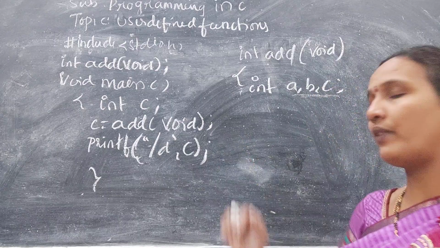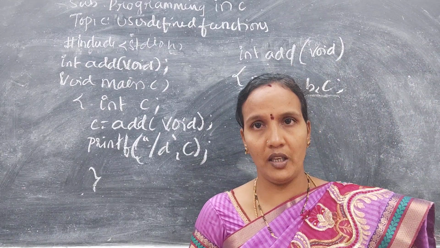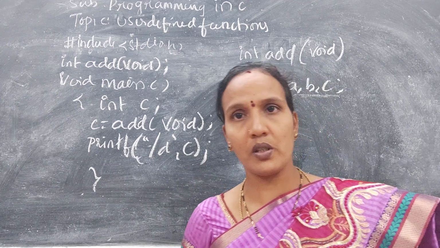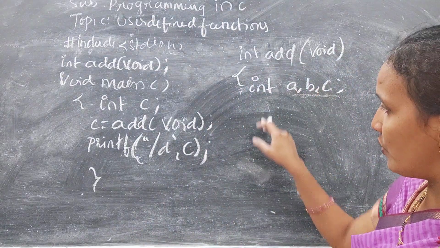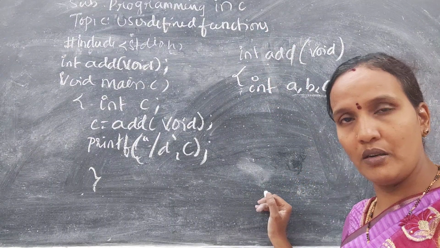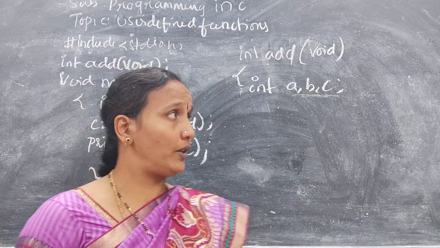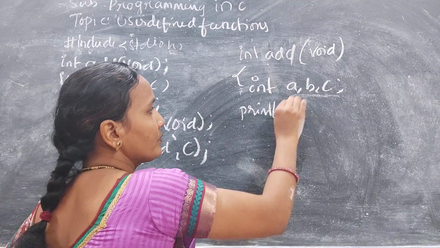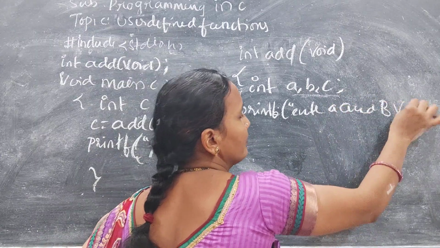Whatever variables you have declared inside the user defined function, that variable's scope is within that function. Outside that function, if you want to use the variable, it is not possible. Here I have given a, b, c. These variables you are supposed to use only in this function. If you want to use them before or after the function, it is not possible because the scope is within the function only. Now, here I am giving printf, enter a and b values.